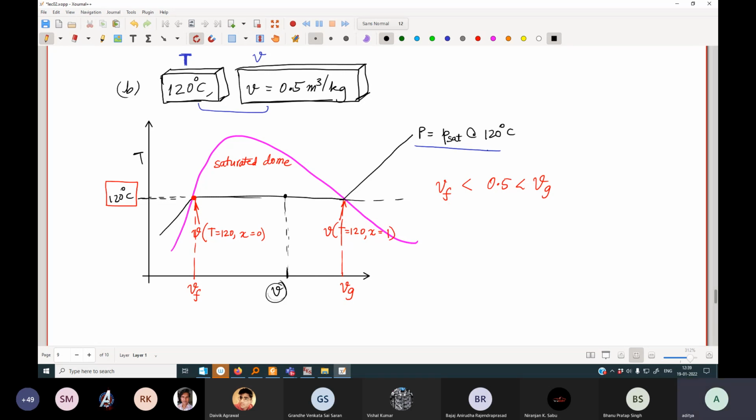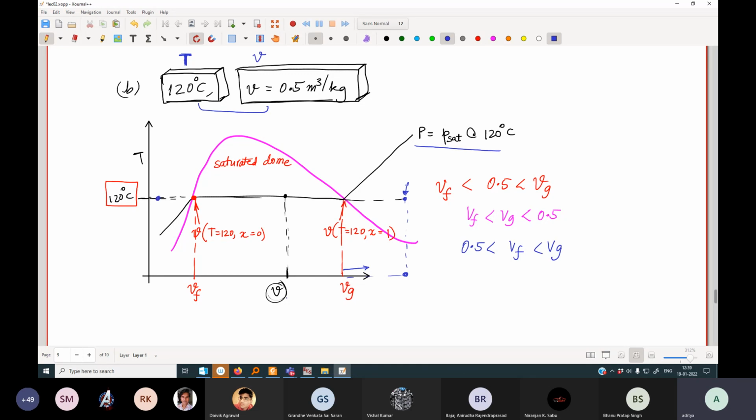If I were to see that Vf is obviously less than Vg, which is also less than 0.5, then what can I conclude? I will conclude that the volume under consideration is to the right of this point and it is somewhere in the superheated vapor zone. It will be somewhere over here. Or alternatively, if I see that 0.5 is less than Vf, which is obviously less than Vg, then the point will be somewhere over here.